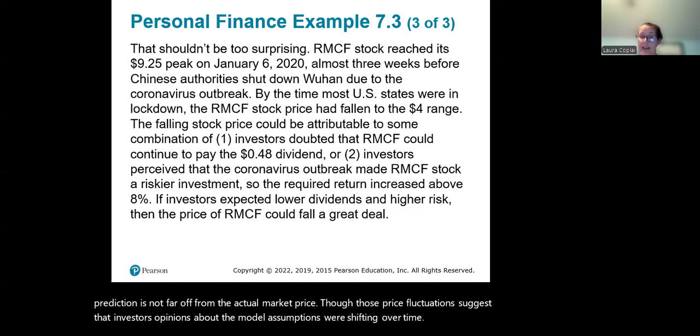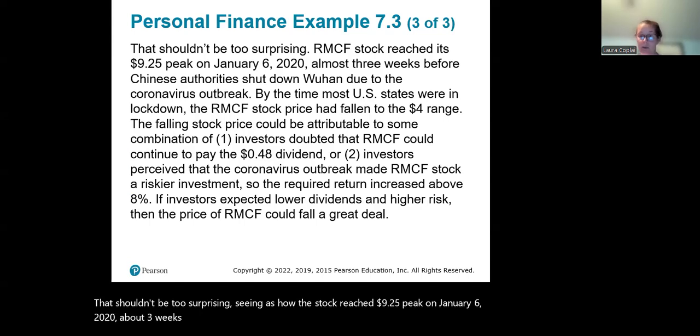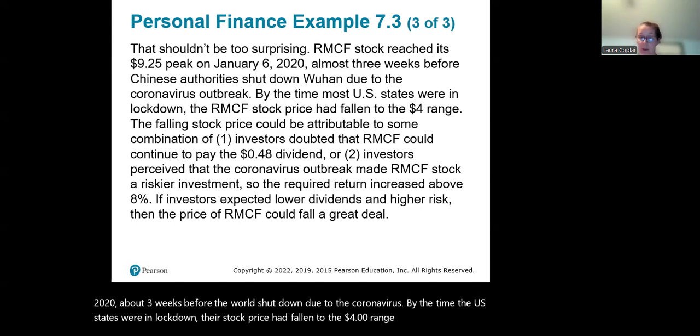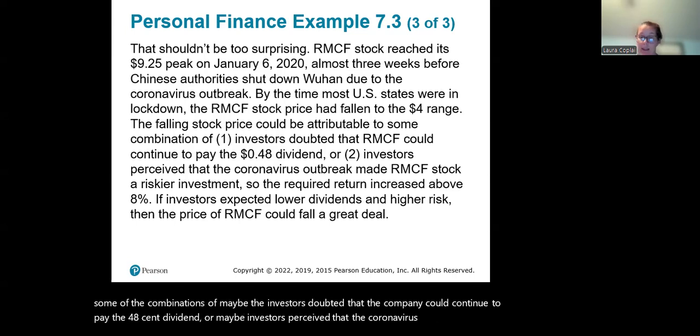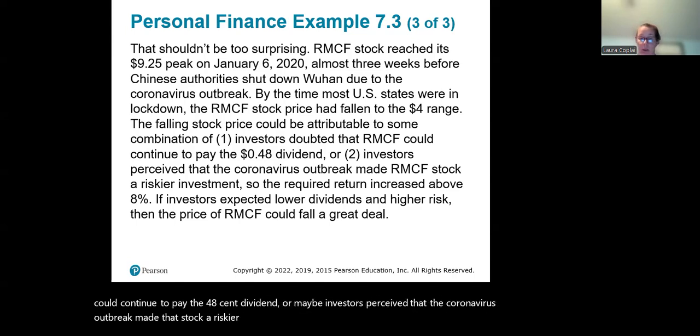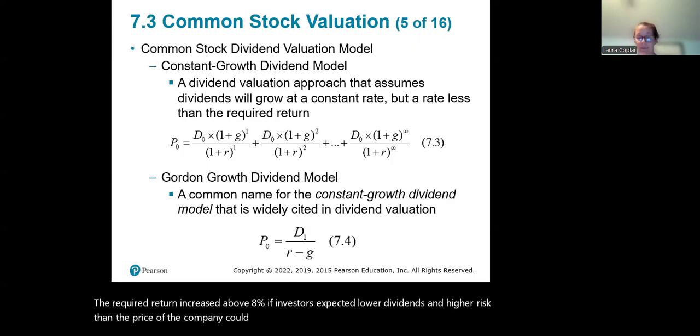That shouldn't be too surprising, seeing as how the stock reached a $9.25 peak on January 6, 2020, about 3 weeks before the world shut down due to the coronavirus. By the time the US states were in lockdown, the stock price had fallen to the $4 range. So this could be attributable to some combination of investors doubting that the company could continue to pay the 48-cent dividend, or investors perceiving that the coronavirus outbreak made that stock a riskier investment. So the required return increased above 8%. If investors expected lower dividends and higher risk, then the price of the company could fall a great deal.